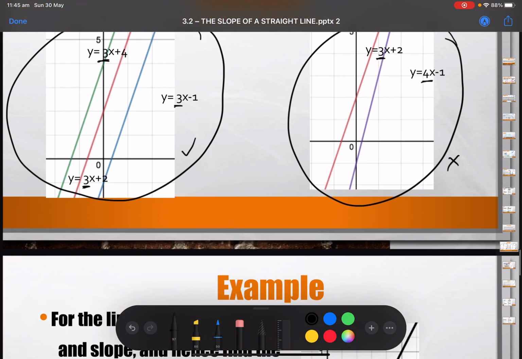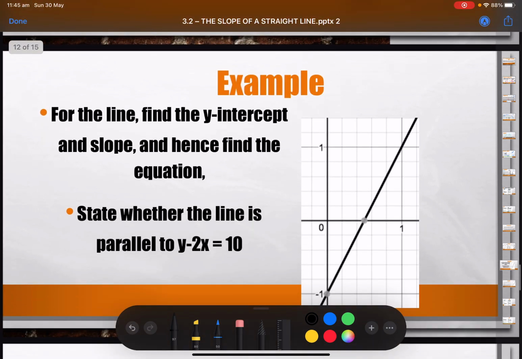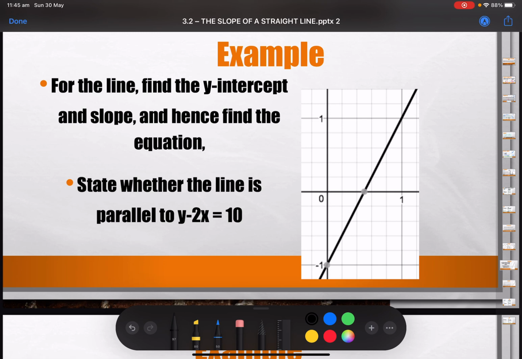All right, looking at our final example for the line: find the y-intercept and slope, and hence find the equation. I have been given a set of axes, so that's my y-axis, that's my x-axis, and I've been given a bold black line to find the equation of. I have this coordinate here, which intersects at my y-axis, so straight away I can tell that that would be (0, -1). And now I have to find another point on this line.